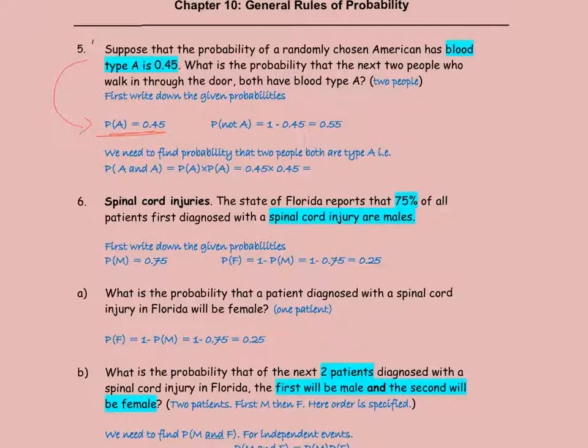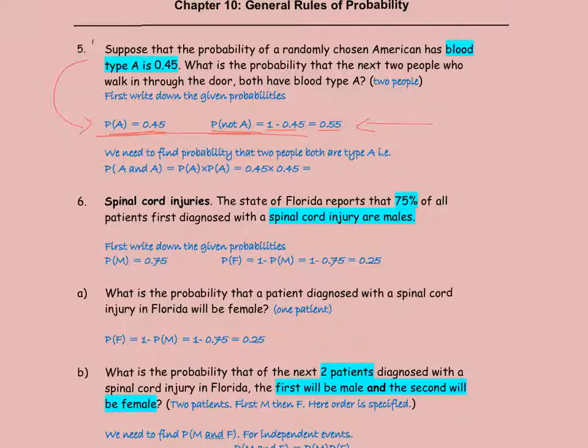Now, although this is not given, this is an immediate consequence of the given probability. What is the probability that a randomly chosen American is not blood type A? That would be 1 minus 0.45, which is 0.55. Just write it down. You may or may not need the probability, but it's good to have it ready. So writing it down in mathematical notation is important.